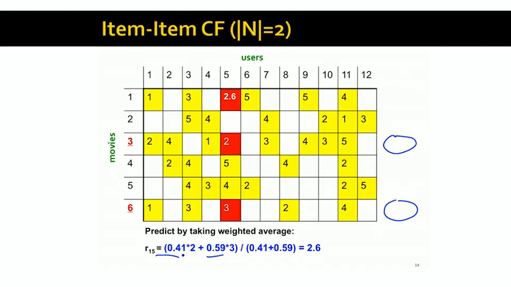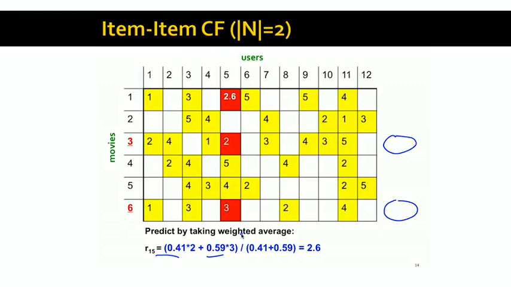And the weighted average is just 0.41 times the rating of movie 3, and 0.59 times the rating of movie 6, which is 3, and then divided by the normalizing value, and this gives us 2.6. And 2.6 is our predicted rating for movie 1 and user 5.